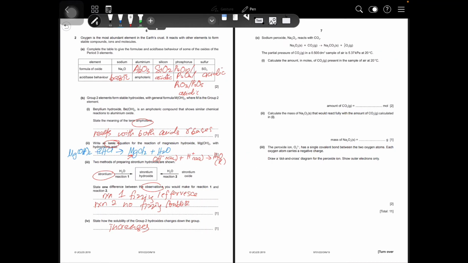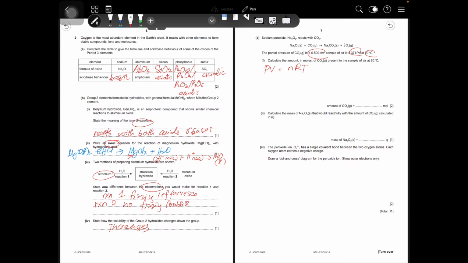The next one: sodium peroxide reacts with carbon dioxide. The partial pressure of CO2 in a 0.5 dm³ sample of air is 5.37 kilopascal at 20 degrees Celsius. Calculate the amount in mole of CO2 present in a sample of air at 20 degrees Celsius. If you look here, you are given the pressure, the temperature and the volume. Hence, you can calculate this using the ideal gas equation, which is PV = nRT.